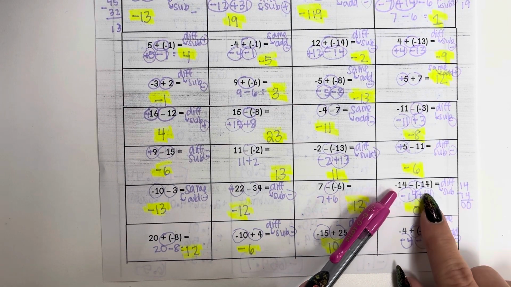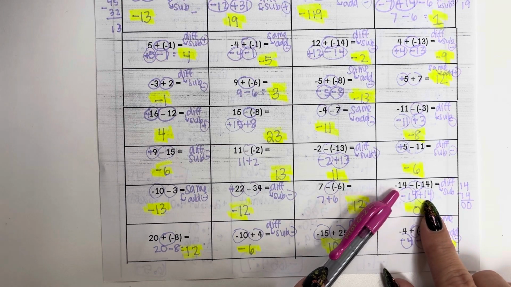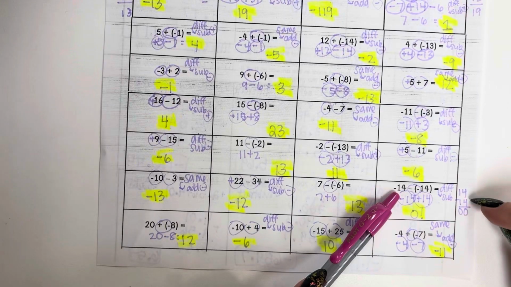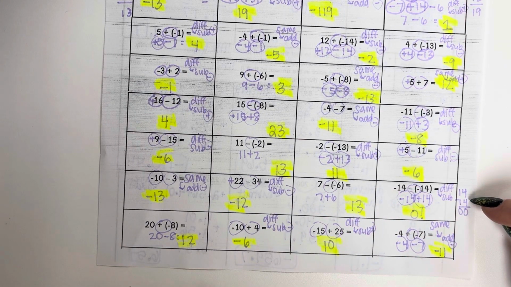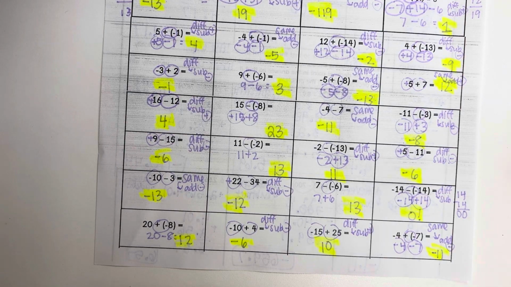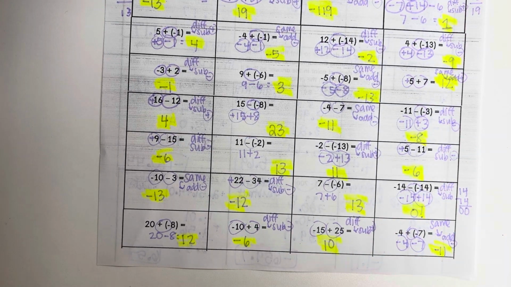But then when you ask yourself which one is bigger, you may have gotten confused. That's because when you do 14 minus 14, when you subtract them, you get 0. So it doesn't matter if it's positive or negative, it's just 0. 0 isn't positive or negative. So if that one tricked you, that's why.